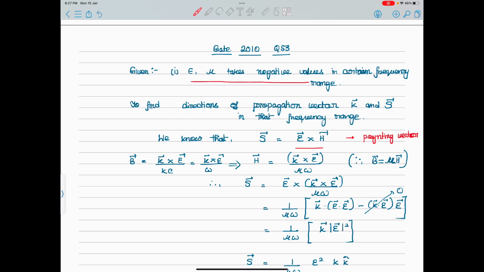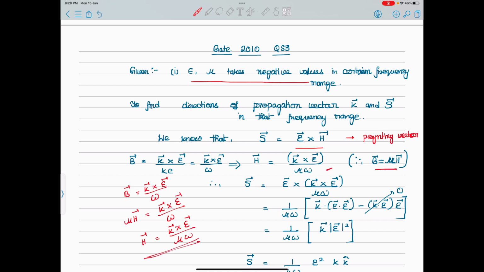Now we already know that B is equal to K cross E by omega, or you can write it as K cross E by Kc. This is how B is written, and B is nothing but mu into H. So if B is equal to mu into H, then H can be written as K cross E by mu omega. So this is what we have got here.